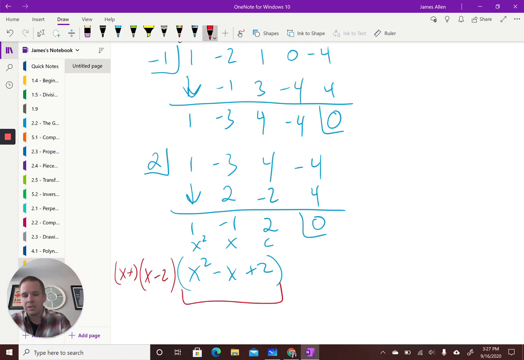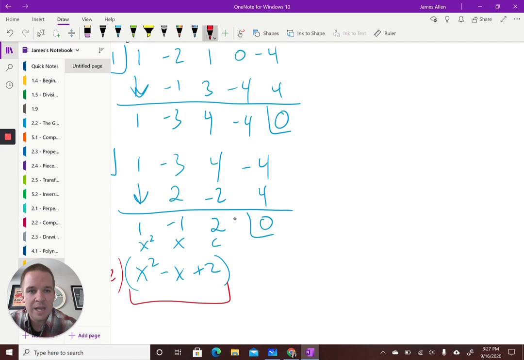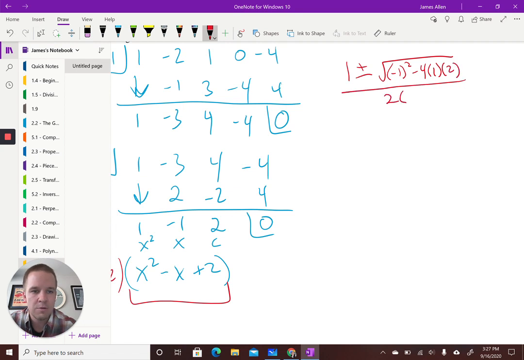Now, I don't have anything that multiplies to 2 and adds to -1, so I do need to use the quadratic formula here. So I'm going to set this equal to 0 and use the quadratic formula, which would be -b, so -(-1), which would be 1, plus or minus the square root of b squared, (-1) squared, minus 4 times a times c, all over 2a.